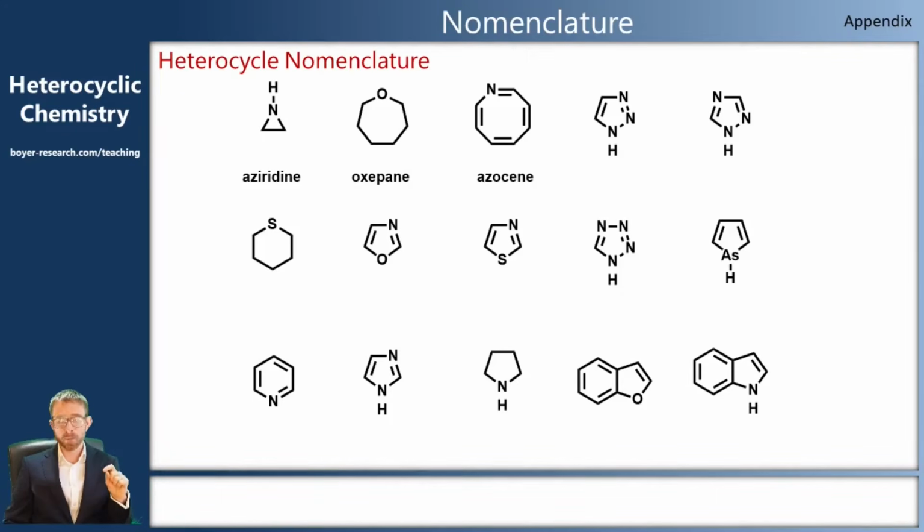The next example contains a nitrogen, so it's an "az". It's an 8-membered ring, so we look at "oct" or "oc". And now, because it's completely unsaturated, it's an "ene", which gives us an azocene.